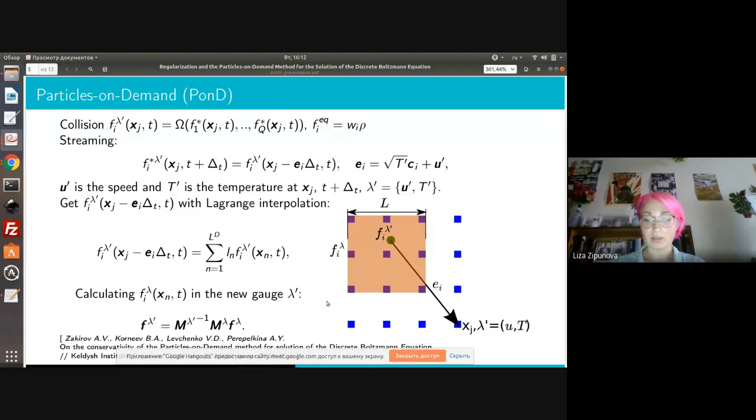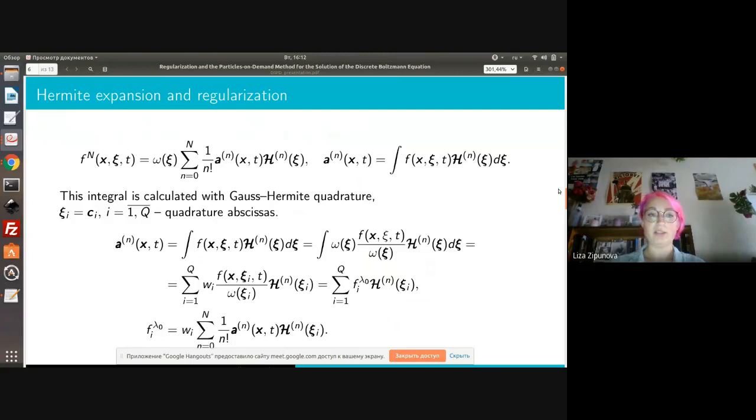To reconstruct the discrete distribution functions from the known moments, instead of using the inverse matrix, distribution functions can be approximated using Hermite expansion. We'll take polynomials up to order n. So coefficients in the approximation are Hermite moments. The integral can be calculated using Gauss-Hermite quadrature. So moments A are expressed through discrete distribution functions and discrete distribution functions are expressed through moments A. Sequentially computing them through each other will lead to regularization.